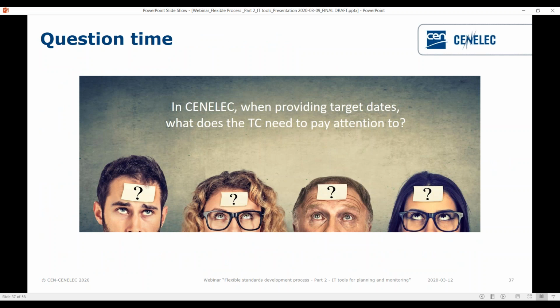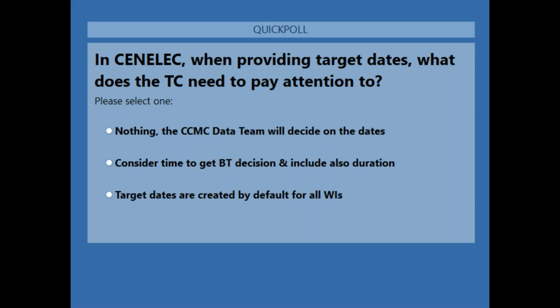And now we have the third question. In CENELEC, when providing target dates, what does the TC need to pay attention to? You will see the 3 possible answers on your screen. Three more seconds. So 94%.